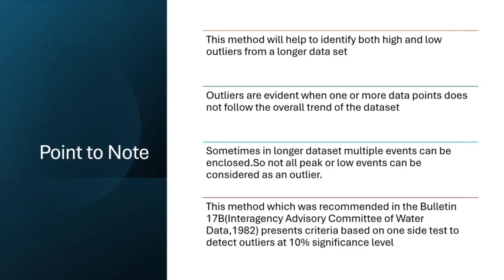This method will help to identify both high and low outliers. That means if there is a data set, then it can identify outliers from both the sides. By side, I mean if you arrange the data set in descending order, that means from highest value or largest value to the smallest value, then both largest and smallest value can be an outlier.